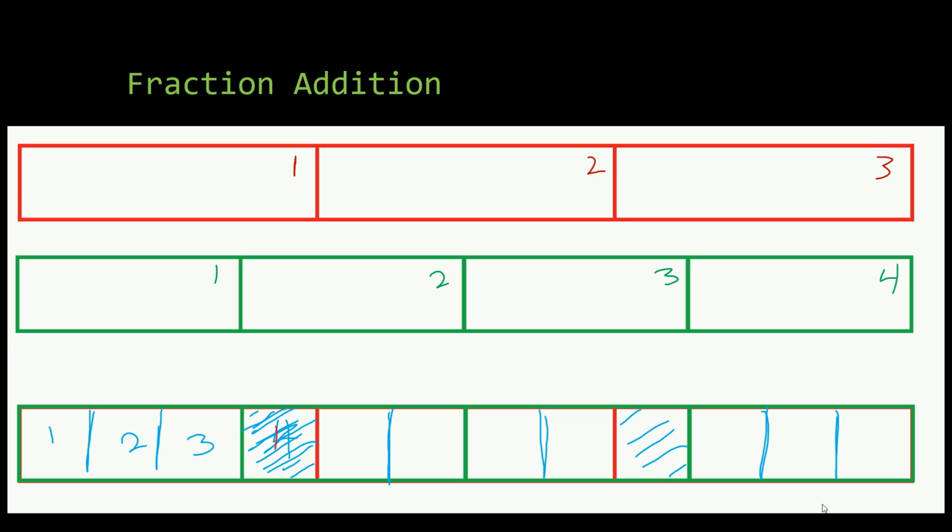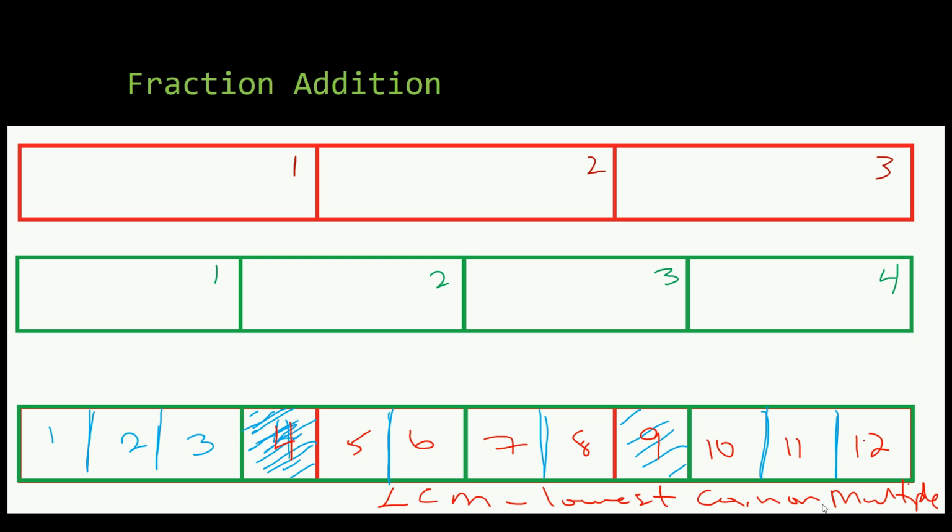I'll write this one in red. 4, 5, 6, 7, 8, 9, 10, 11, 12 small little pieces. These 12 small pieces is usually called the LCM. The lowest common multiple.